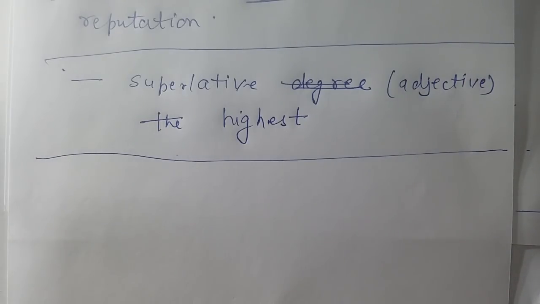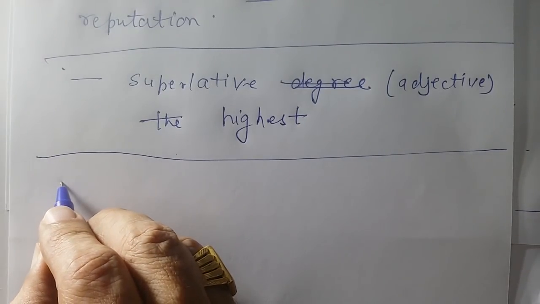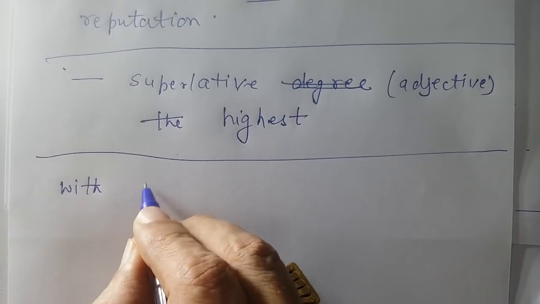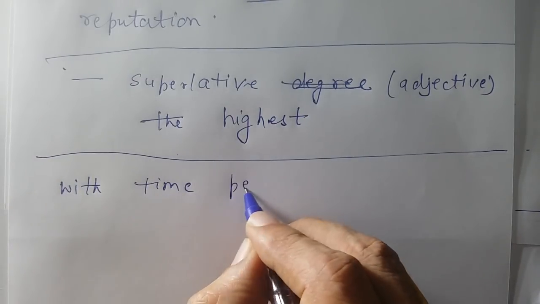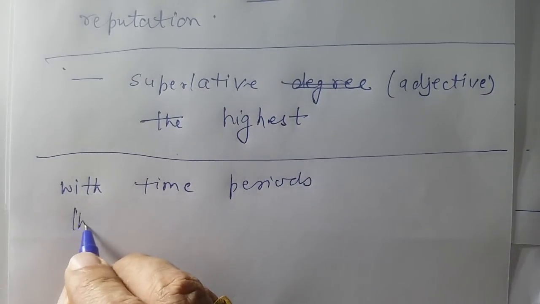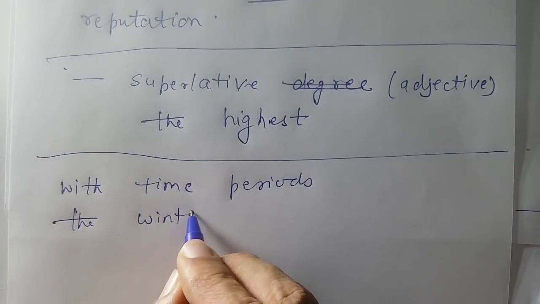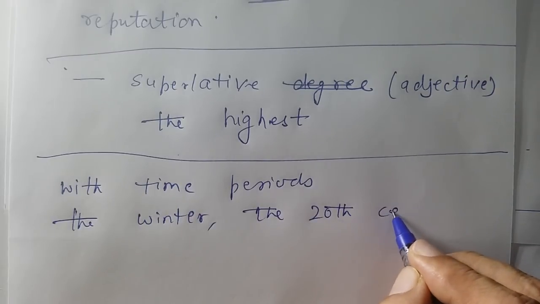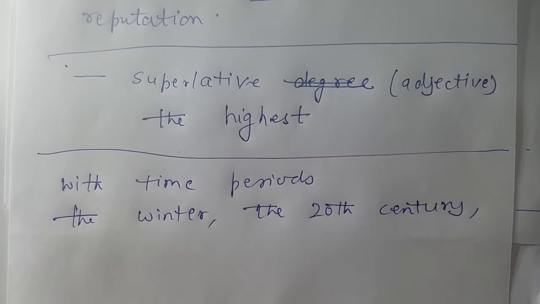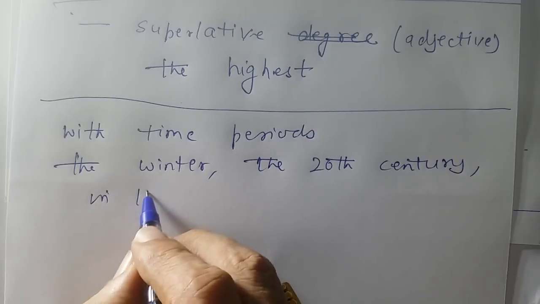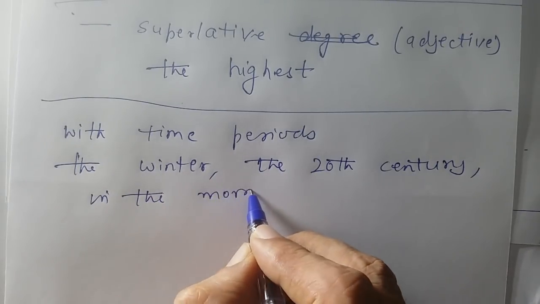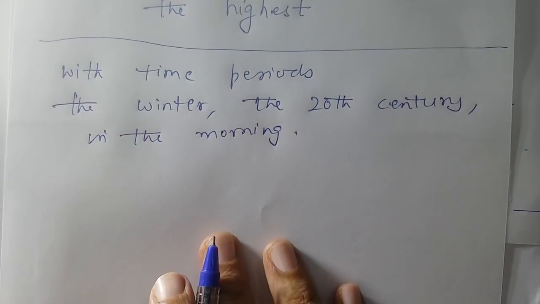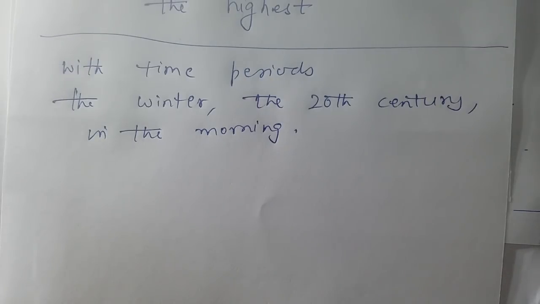Now you will say, what is not most important? Everything is important in IELTS because it's an English test, my dear. With time periods: winter, century, or I can say, if you remember in the previous example, I used 'in the weekend'. Check the previous example. You know the meaning of this one.